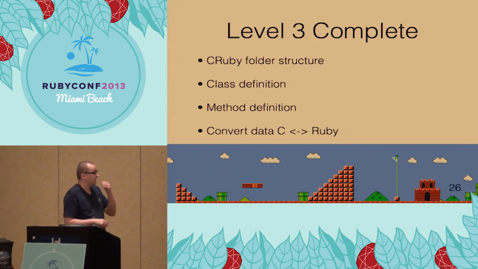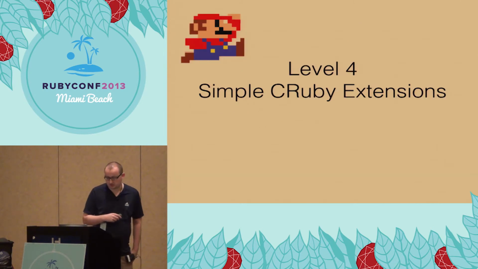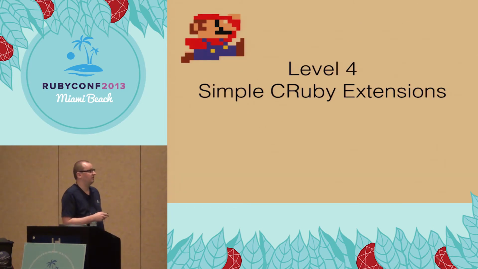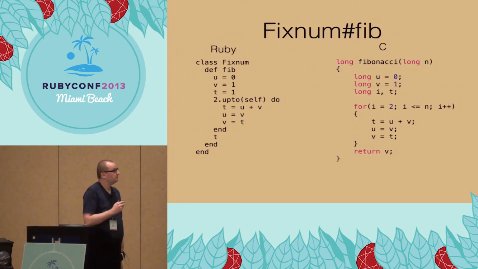OK, so at this point, we have a compiled version of Ruby. We know how to debug it. We pretty much have a basic understanding of the folder structure, how to define a class, how to define a method, and how to convert data between C and Ruby. Right? So we can actually take a look at a couple of examples of Ruby extensions. OK, so let's start with something simple.